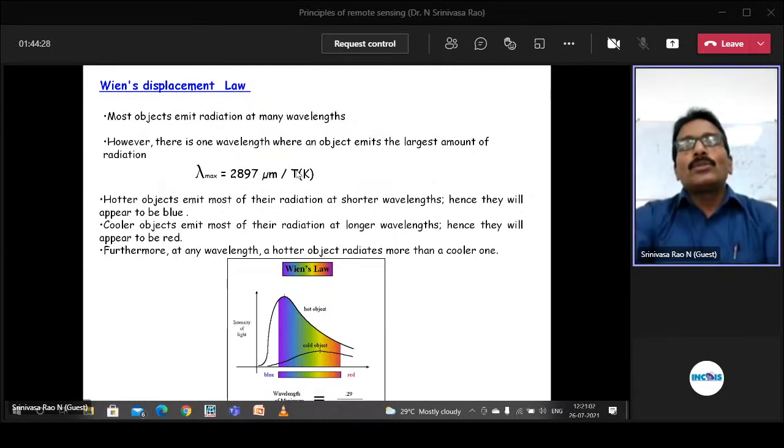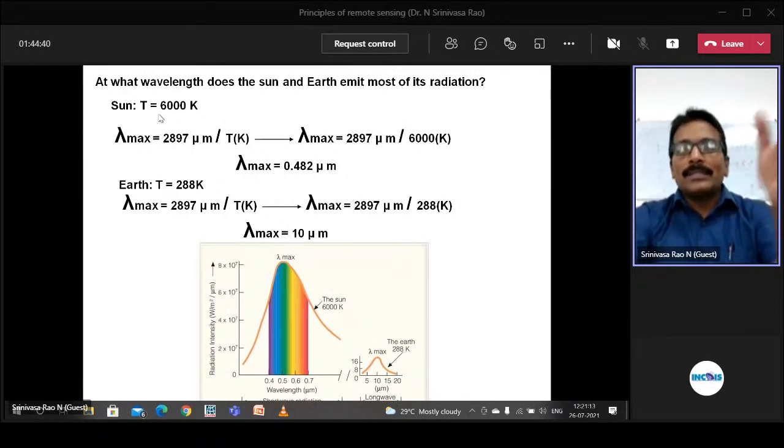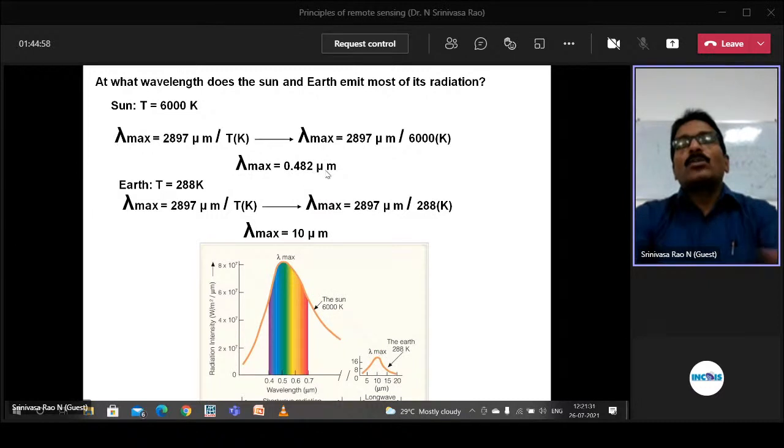Now, it's the same thing: a hotter body emits most of its radiation at shorter wavelengths. I repeat again. Now, if you see the sun and earth, you apply it. Sun at 6000 K: 2897 by 6000, you will get the lambda max. The wavelength is 0.482 micrometers. If you convert micrometers into nanometers, multiply by 1000. Micrometers mean 10 to the power of minus 6, nanometers mean 10 to the power of minus 9.